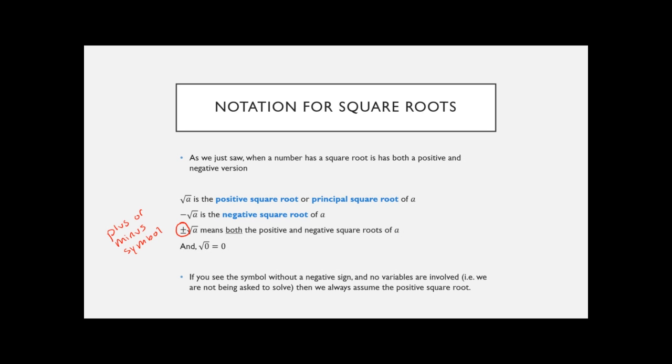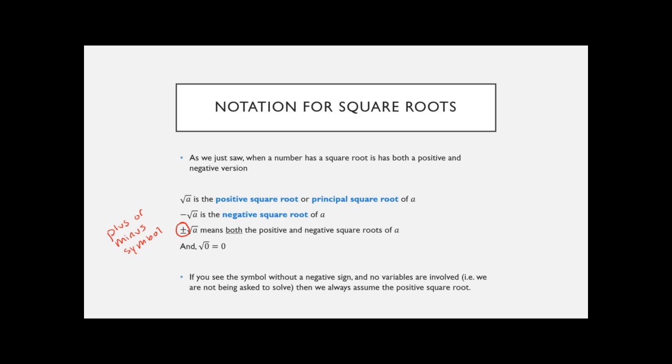And it just means that we want both. So that will give us two answers. We want the positive and we want the negative. So whenever you see that plus or minus symbol, we want both of them. You usually end up having to write what you have twice and separate one with a positive, one with a negative. So that's a new symbol, and that's what that means when it's in front of your square root symbol. And then just the square root of 0 is always 0. So just remember that.